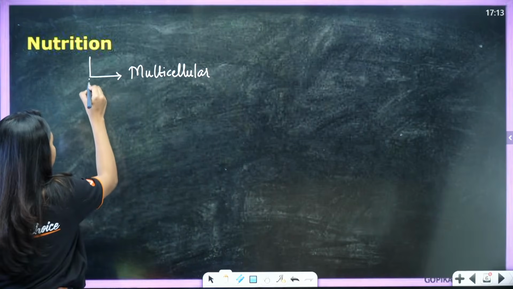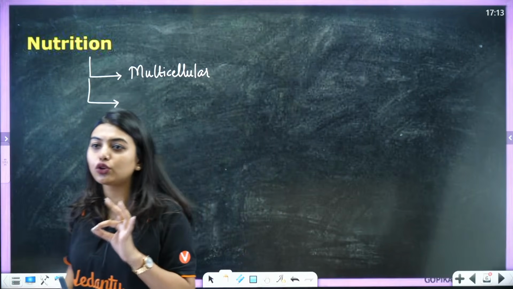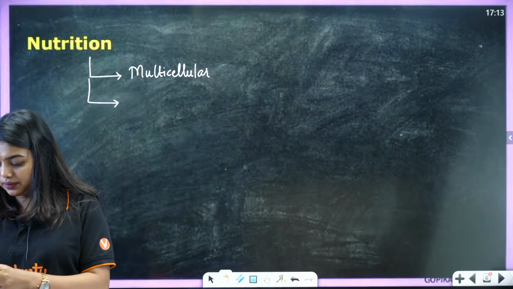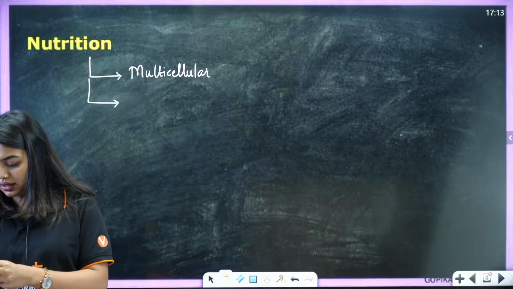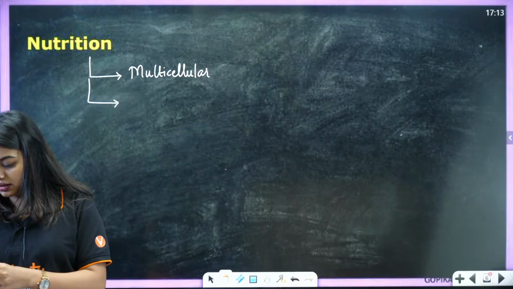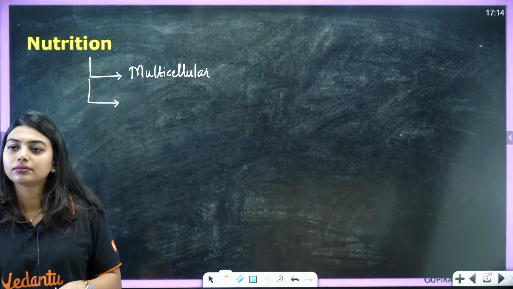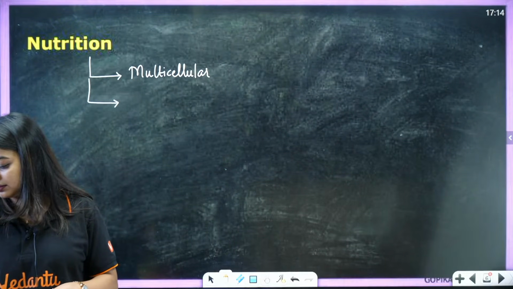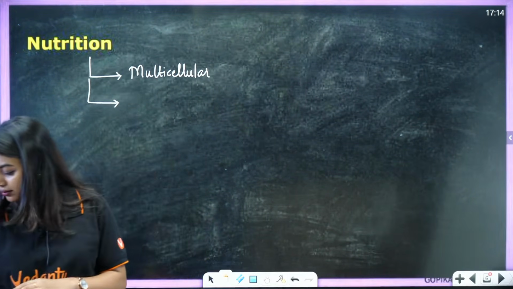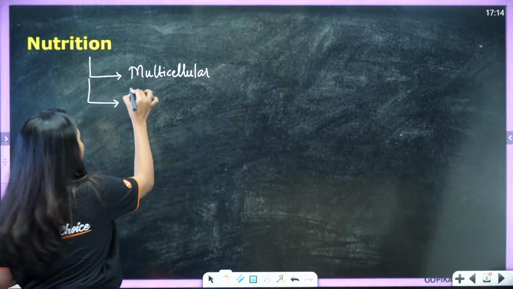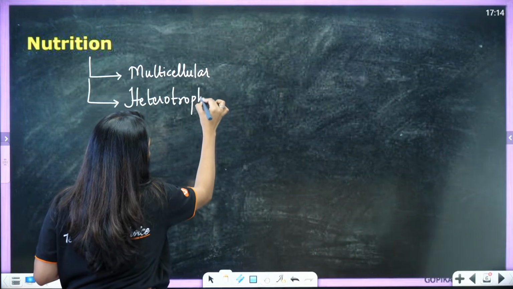Next thing, what do you know about animals, students? Are they heterotrophic or autotrophic? Yes or no? Tell me. Very good. Heterotrophic, right? Prokaryotes, eukaryotes, we are not bothered right now. We are only talking about if they are multicellular and if they are heterotrophic.